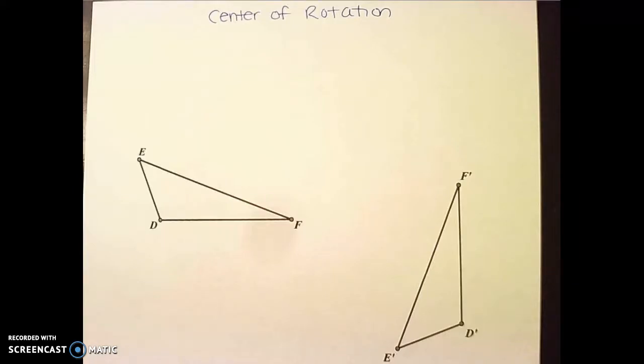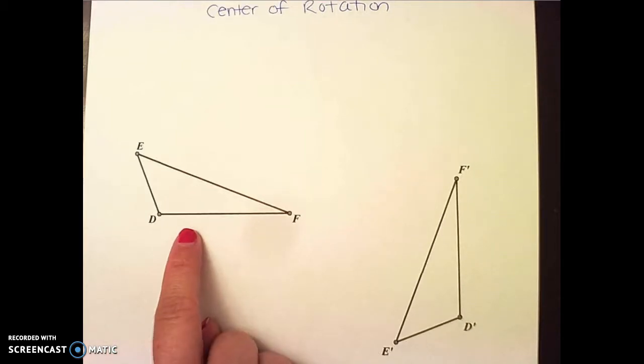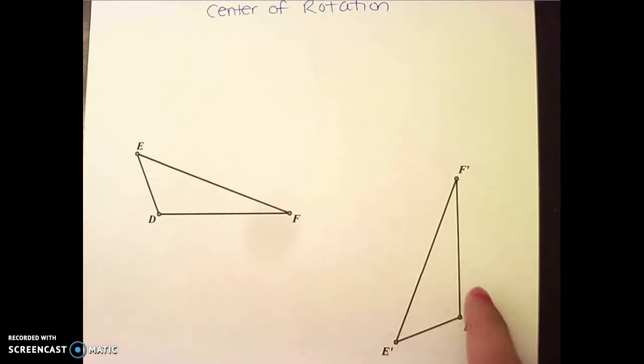This is the construction for finding the center of rotation. So we have triangle DEF that has been rotated and mapped to triangle D prime, E prime, F prime, and we want to find what point it was rotated around. So this involves doing the perpendicular bisector construction 2 times. And same as with the line of reflection, we need to make sure we're using corresponding points.